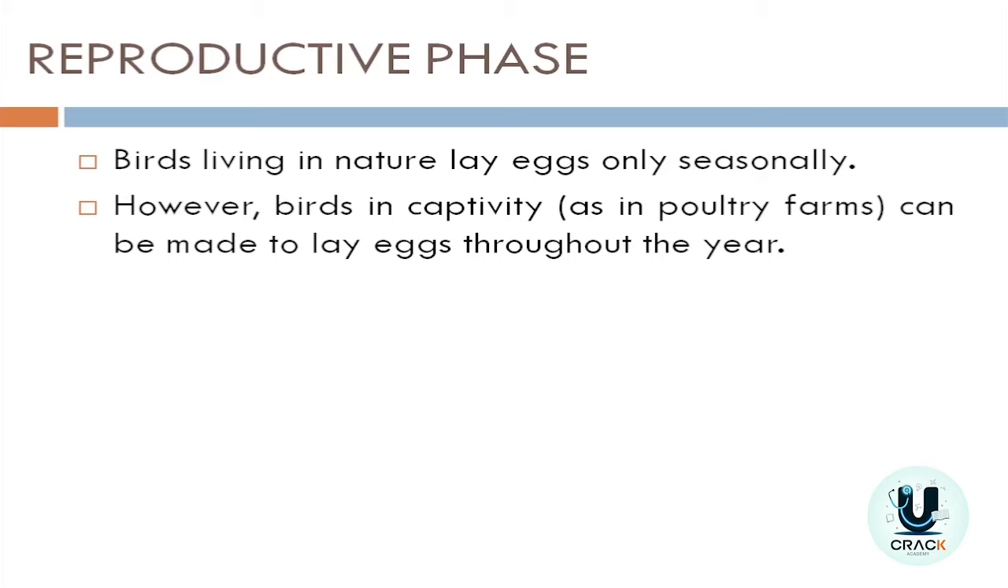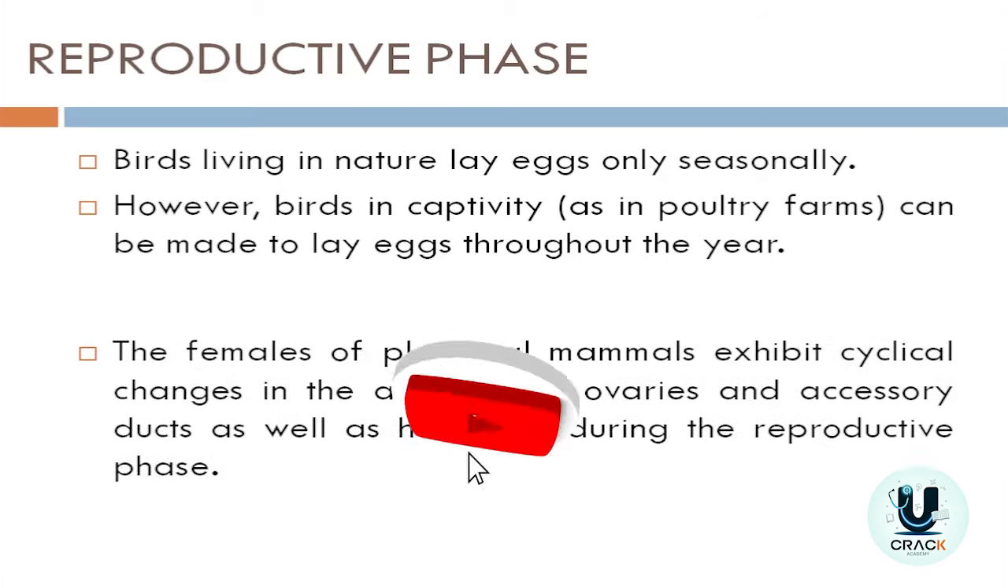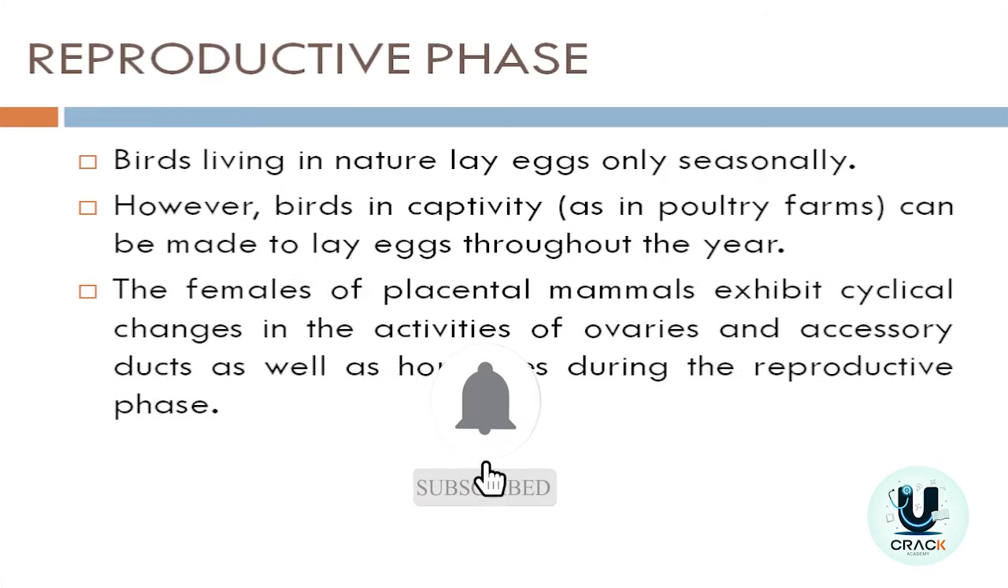can also be made to lay eggs throughout the year. That is different, actually. The females of placental mammals exhibit cyclic changes in the activities of ovaries and accessory ducts as well as the hormones during the reproductive phase.